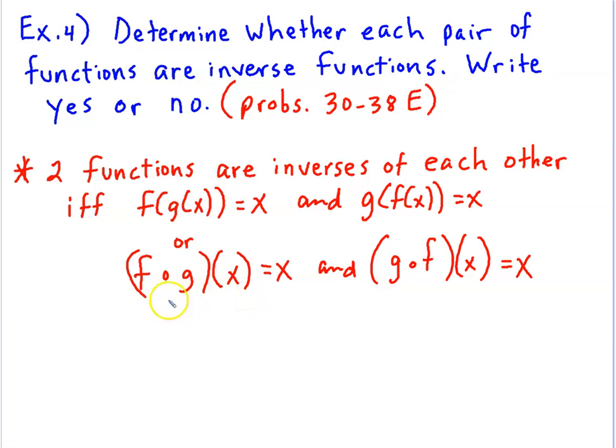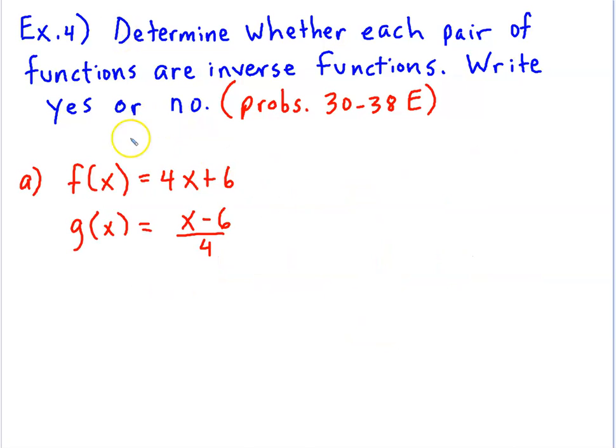This should look familiar to you from yesterday. We're going to do two composites. We're going to do an f of g composite, and a g of f composite, with the goal of coming up with x in both cases. If we get just regular x as a result of these, then the answer will be yes, these are inverses. If one or both of these doesn't come out to be x, then the answer is going to be no.